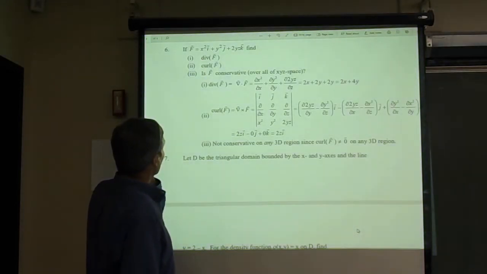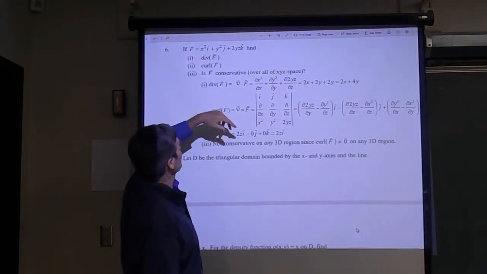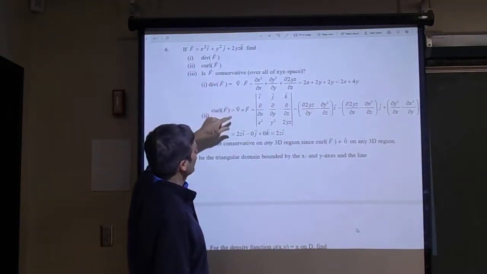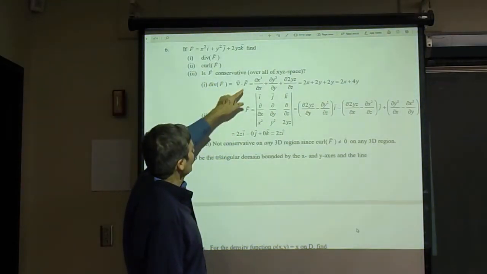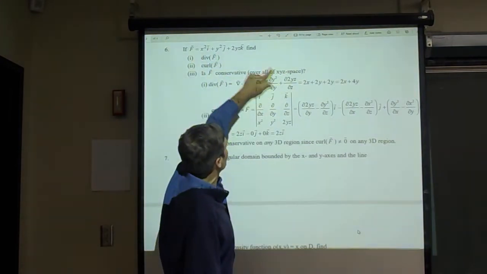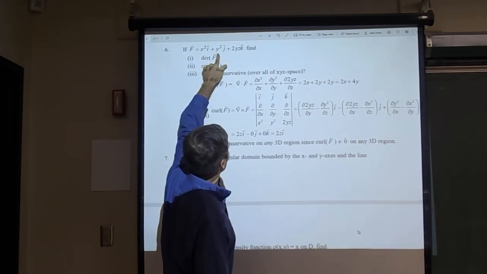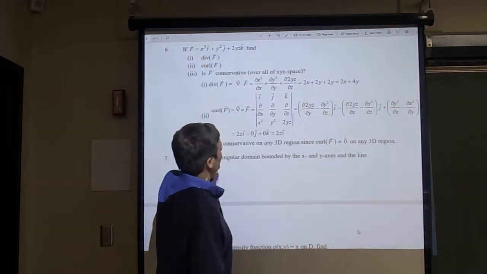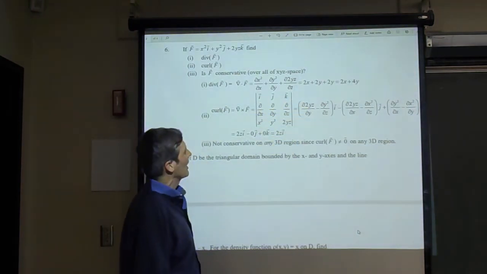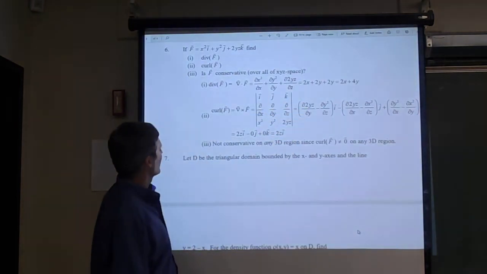How about this one? If I give you the vector field, you should know what the divergence and curl are. The divergence is just del dot F. So you take d/dx of the first component of F plus d/dy of the second component plus d/dz of the third, right? All added together, really easy. You just get 2x plus 2y plus 2y is 2x plus 4y for the divergence.